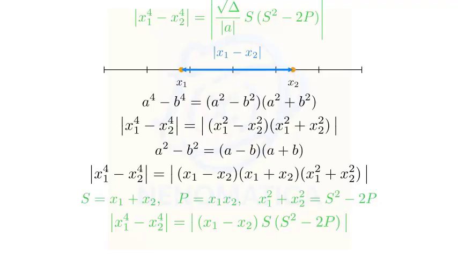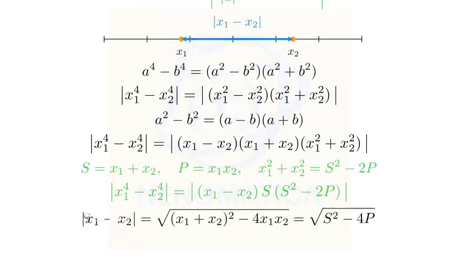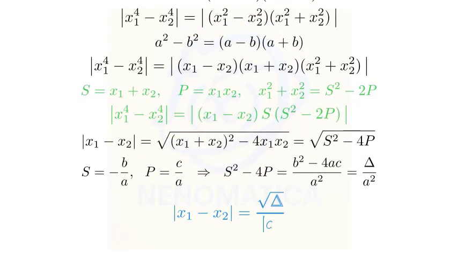Step 4. Express the distance between the roots using the discriminant. Start with the identity. The absolute value of x sub 1 minus x sub 2 equals the square root of s squared minus 4p. Since s equals negative b over a, and p equals c over a, s squared minus 4p equals b squared over a squared minus 4c over a, which is delta over a squared. Therefore, the absolute value of x sub 1 minus x sub 2 equals square root of delta divided by absolute value of a.